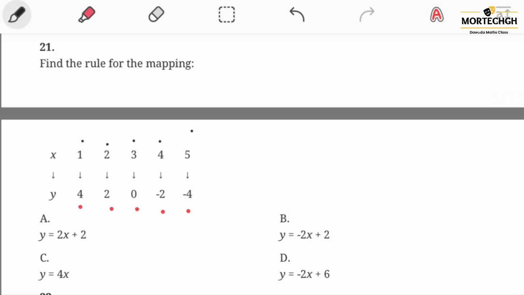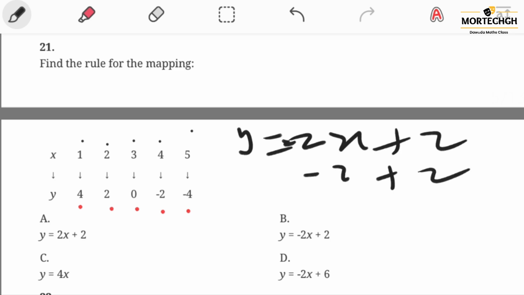So considering B, for example, the equation is y is equal to -2x plus 2. Don't forget the minus sign. So y is equal to -2x plus 2. When x is equal to 1, what happens? Then we have -2 plus 2.